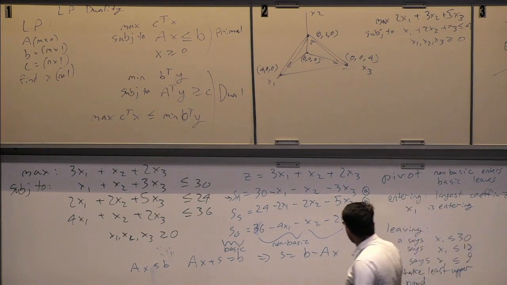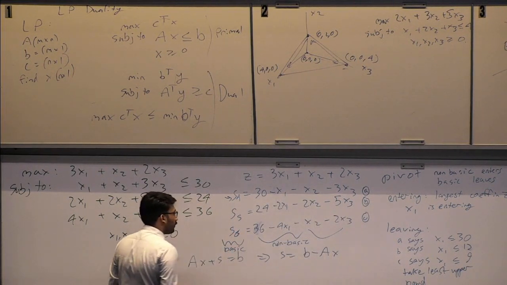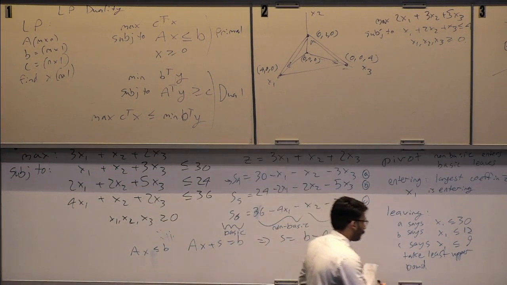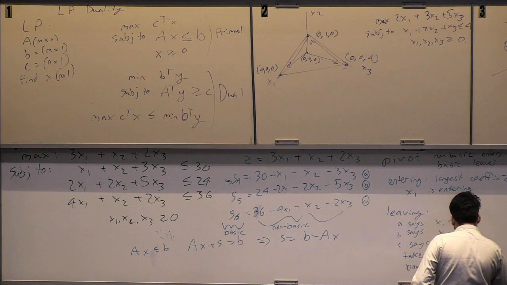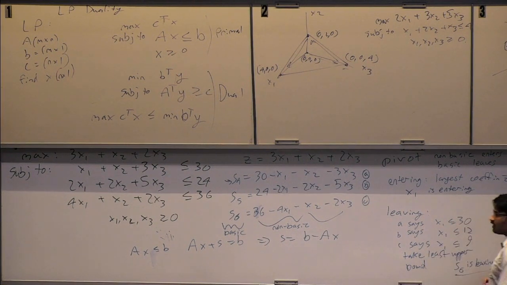When you take the least upper bound, you're going to take the equation that corresponds to the basic variable. So you know that S6 is leaving. So you're going to swap X1 and S6. Now, why am I using S instead of X? Just to make sure you remember that it's slack. But really, these are six variables: X1, X2, X3, S4, S5, S6. I could have equally said X1, X2, X3, X4, X5, X6, right?